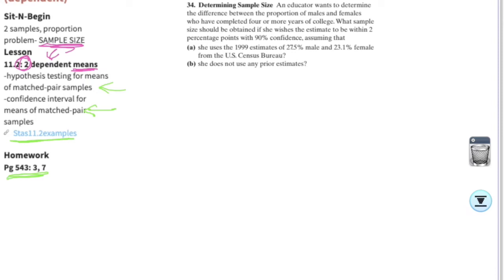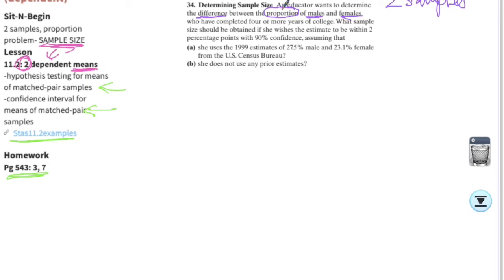In this problem, if we read it, it says an educator wants to determine the difference between the proportion of males and females who have completed 4 or more years of college. So right now, I see that it says difference, and it says males and females. So I know that it is two samples. In addition to it being two samples, I see this word, proportion. So I'm thinking I'm going to be comparing two proportions, males and females, from two separate samples. I'm going to be tackling it like I did in 11.1.